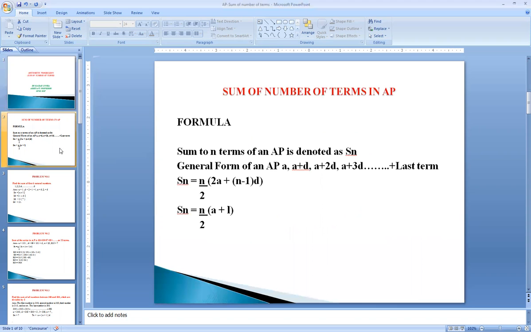That is in AP. So how to calculate the sum of the number of terms: the general form of AP is nothing but a, a plus d, a plus 2d, a plus 3d. It keeps on going till the last term. That is the general form of AP, the standard form. So for the sum of the number of terms we can apply two formulas. One is Sn equals n by 2 into 2a plus n minus 1 into d. Or we can use one more formula. If the value of the last term is given, at that time we can go for this formula, that is Sn equals n by 2 into a plus l. Here a is the first term, n means the number of terms, d is the common difference, and l will be the last term.